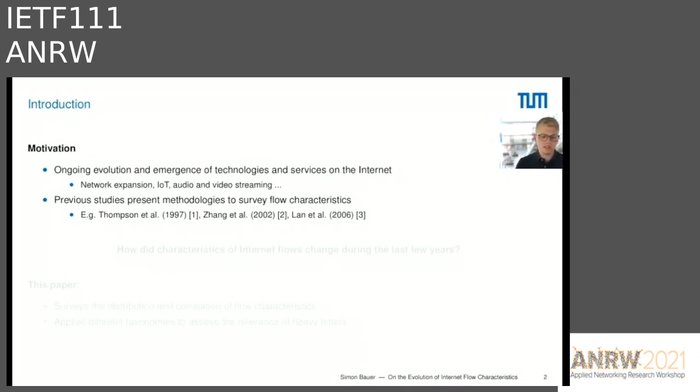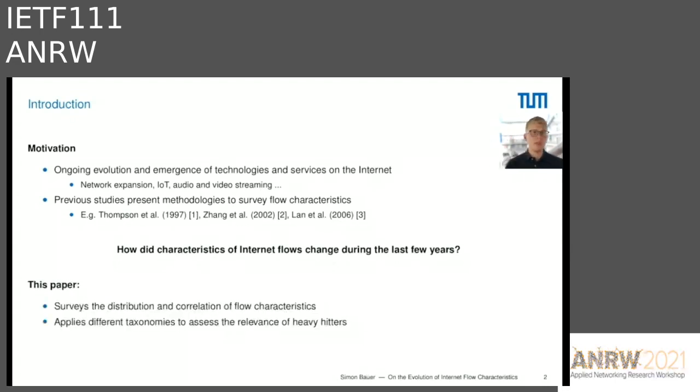At the same time, previous studies present methodologies to survey flow characteristics like flow duration, flow size, or flow rates. But recent insights into flow characteristics in the internet are rare. Therefore, our paper pursues the question of how flow characteristics changed during the last few years. To answer such a question, our paper surveys the distribution and correlation of flow characteristics and applies different taxonomies to assess the relevance of heavy hitter flows in the sense of elephant flows, but also in the sense of so-called big fast flows.